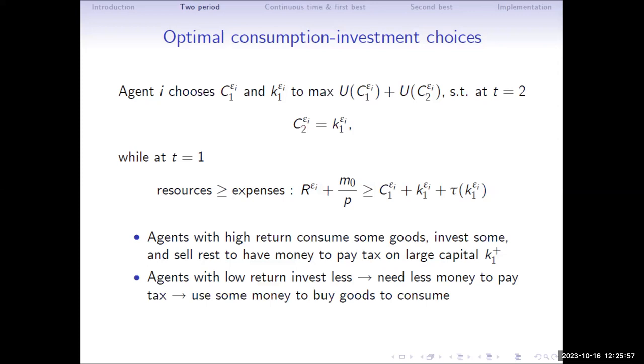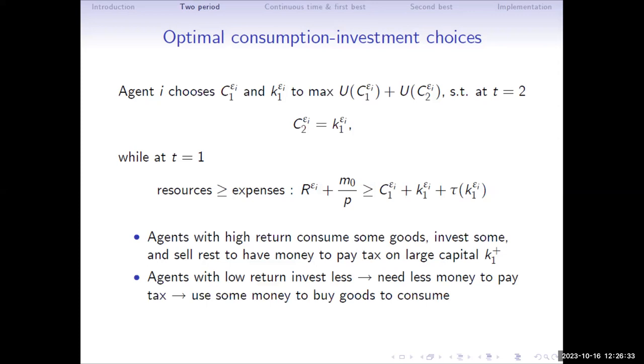So what's your budget constraint? Your budget constraint is that your resources must be larger than your expenses. Your resources are, in real terms, the return on your time zero investment that pays off at time one, plus the real balances that you hold, which is the money that the principal gave you, divided by the price, so we have the real value of money. That has to be larger than what you do with it, which is you consume, you invest, and you get taxed.